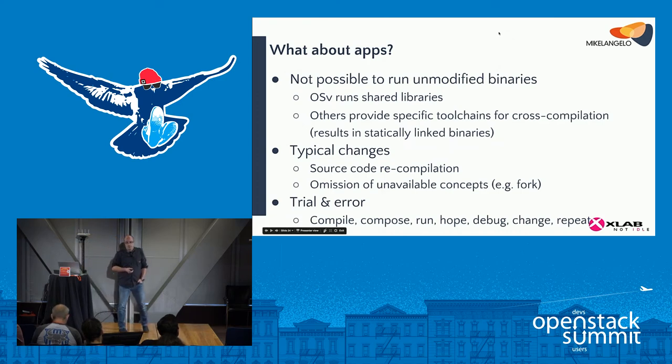Okay, the next thing is the applications. If we are to use a unikernel, we will not be able to use unmodified binaries. In any case, we will have to do something with the application, with the source code of the application, in order to use it. I'm talking about native applications, of course, written in C or C++. If we are to use Java or Node.js or whatever, you will be able to just deploy that onto the framework, of course.